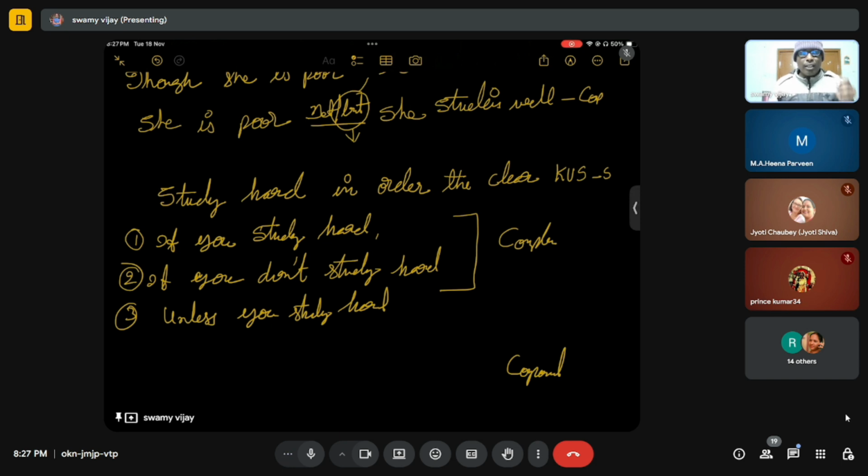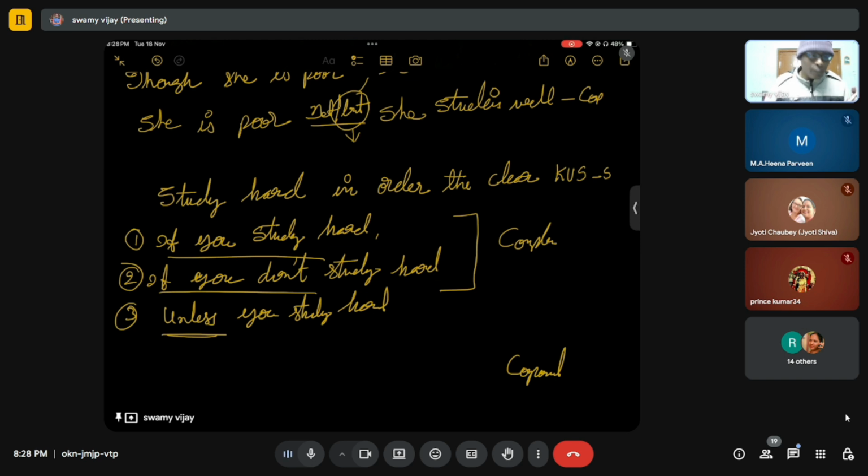But this question, study hard in order to clear KVS. How to transform this sentence into complex? Can we start with "unless you study hard," or "if you do not study hard," or "if you study hard"? What is the right way? Two answers are correct. One is wrong here. You can begin with unless also. But whether the word unless can be used in a complex sentence, or can be used only in a simple sentence.